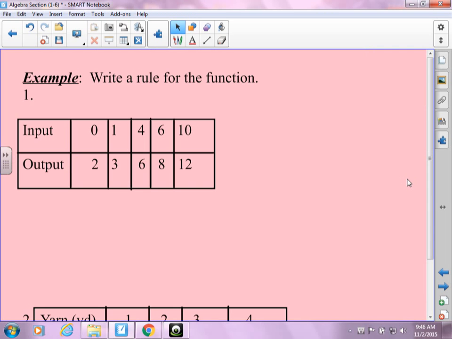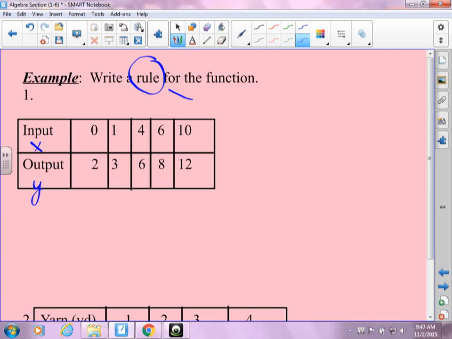Rule. Okay, this is not bad. This is definitely doable. My input on my equations are generally x, and my output is generally y. Not always, but generally. When you write a rule, what they're asking you for is an equation. It's just a fancy word for equation, so make sure you know what it is. So this is how you're going to do it. Your output is y. So I'm going to go y equals.